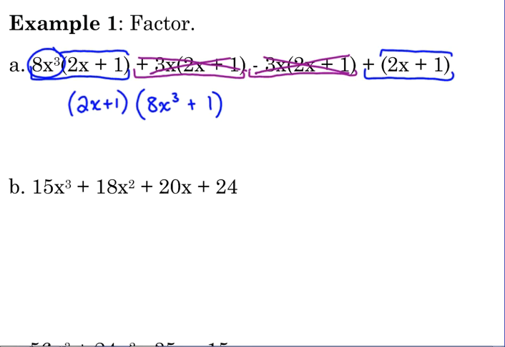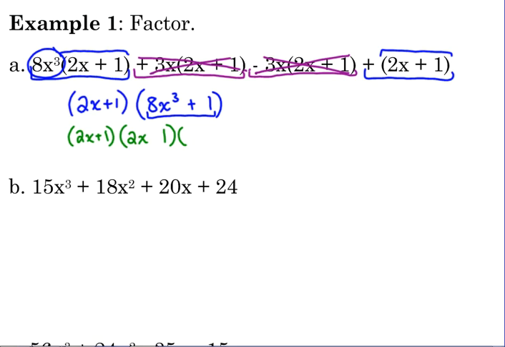Now, we do have one more step of factoring here because 8x cubed plus 1 is perfect cubes, the sum of perfect cubes. We looked at that briefly yesterday in the warm-up. So let's break that down. The cube root of 8 is 2. The cube root of x cubed is x. The cube root of 1 is 1.